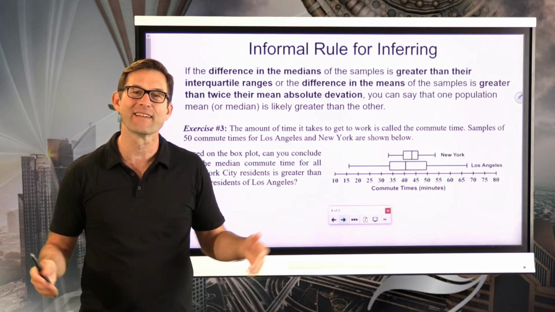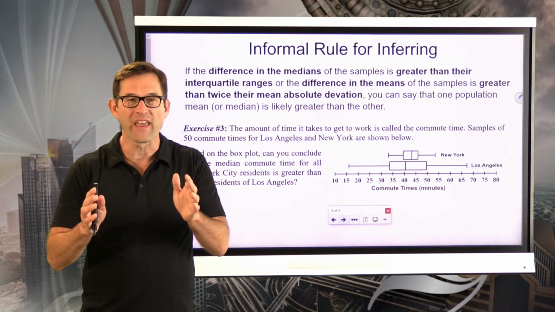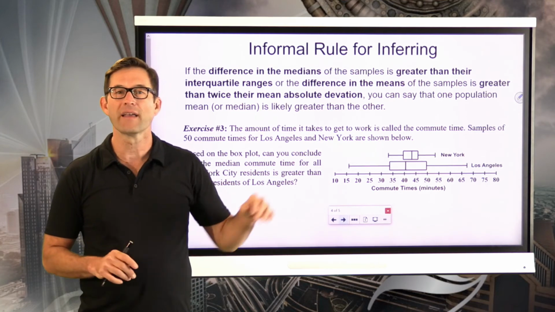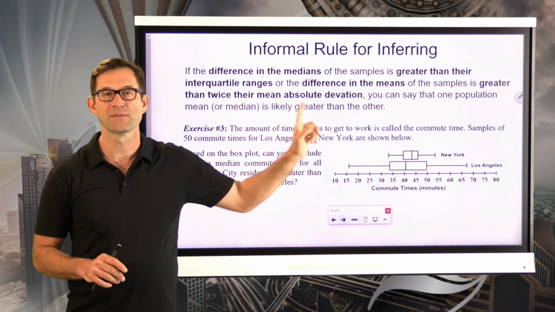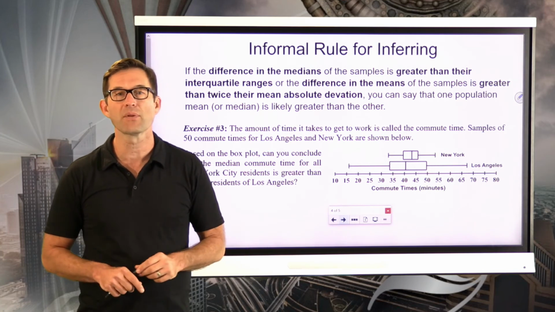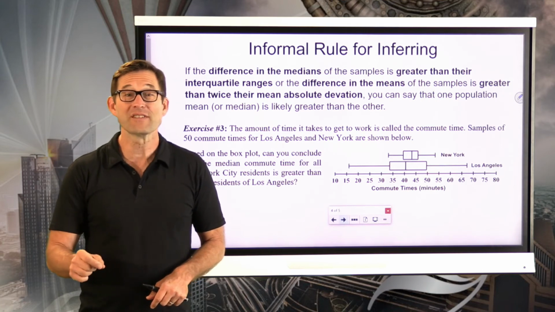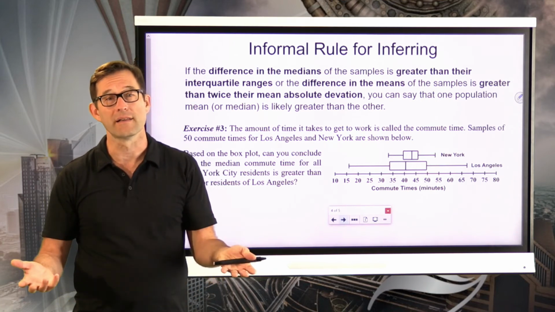We're kind of saying, like, look, in either case, we need the difference between the two things, the medians or the means, to be greater than blank. And that blank is either the interquartile range or twice the mean absolute deviation. So if that's true, then we can say that one population mean or median is likely greater than the other. Notice I can't say it's definitely greater than the other. I can just say likely greater than the other.